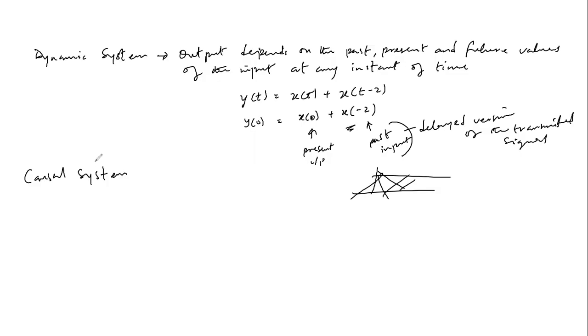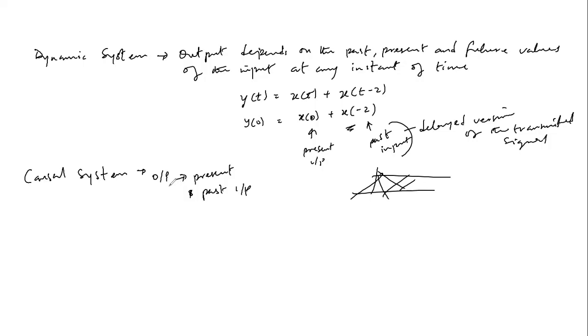So now this is a system whose output at the present instant of time depends only on the present and, or better still, the past values of the input. So here, output depends on the present and past values of input. Okay? Now, take note that in causal systems, the output does not depend on the future input.